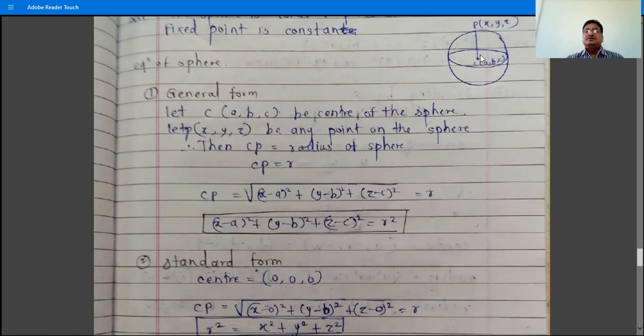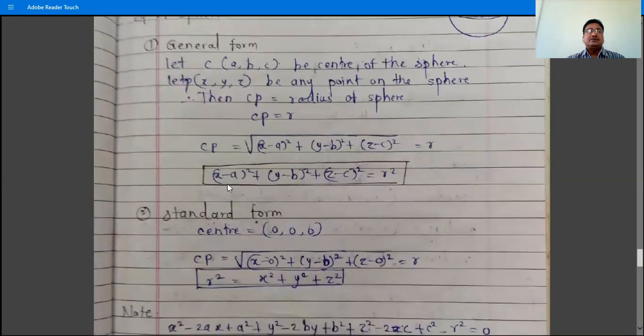So CP is equal to r, the radius of the sphere. And CP by using the distance formula is root of (x minus a) whole square plus (y minus b) whole square plus (z minus c) whole square. And squaring both sides, we have this.